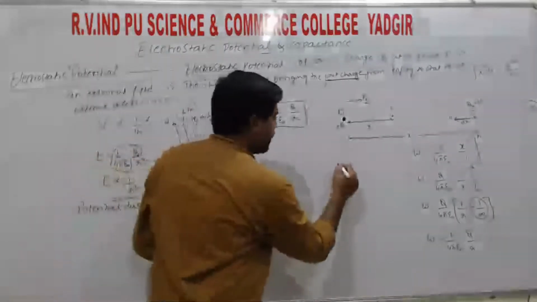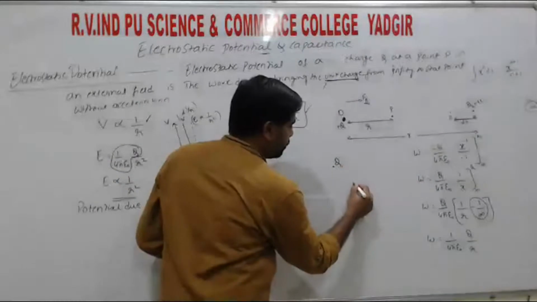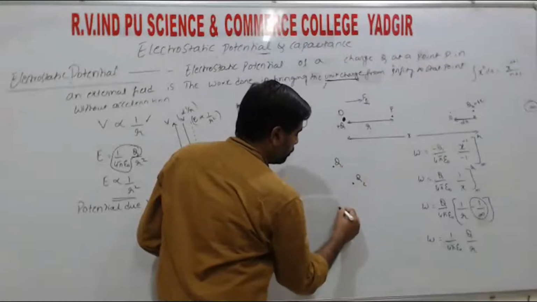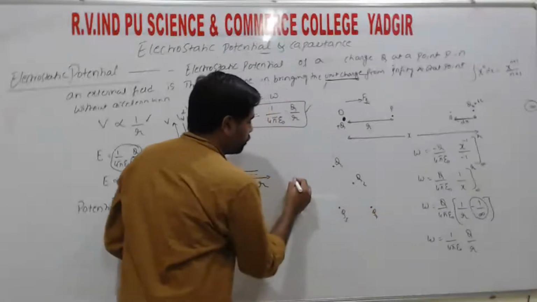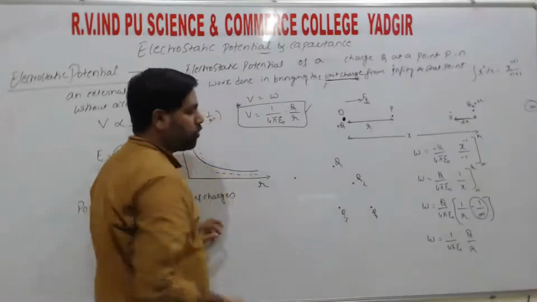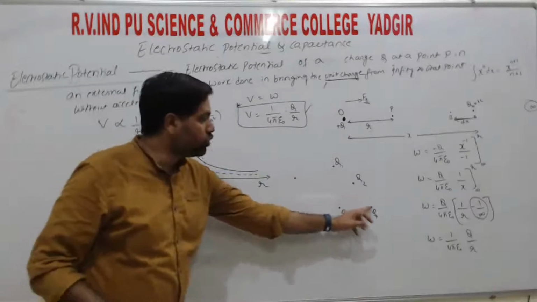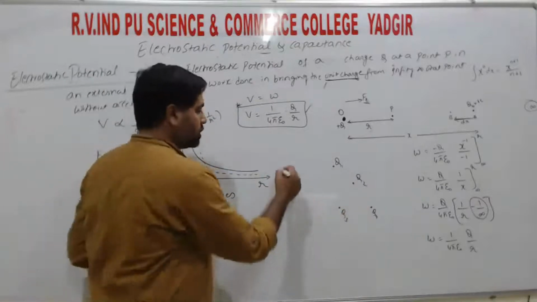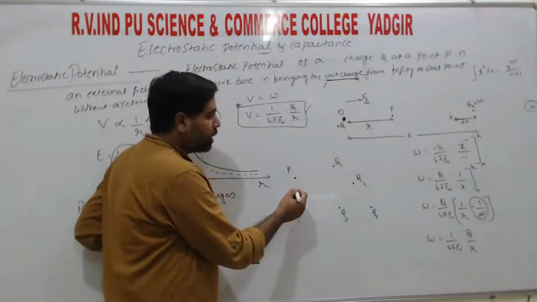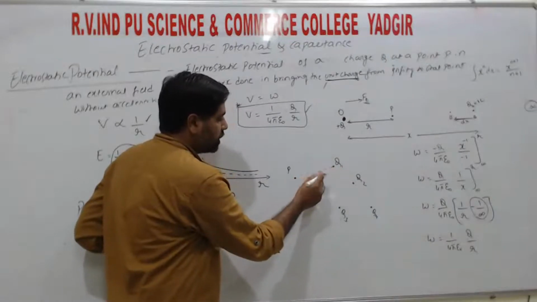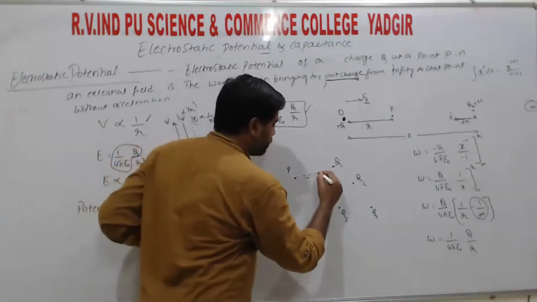So we have so many charges. We have Q1, Q2, Q3, and somewhere here Q4. At this point we are going to find the electric potential due to the system of these four charges, right? So P is the point where we are going to find the electric potential. So potential is on the displacement, right?